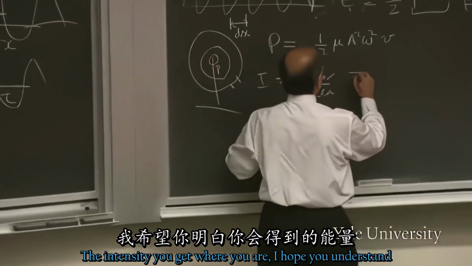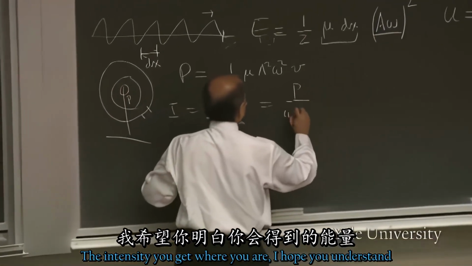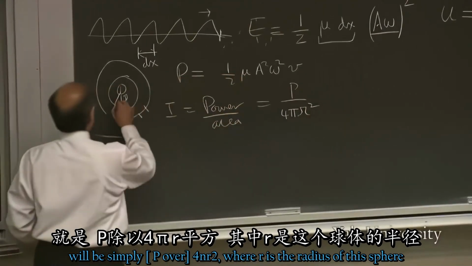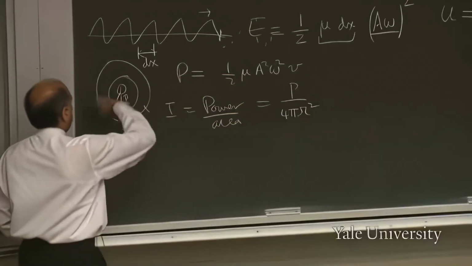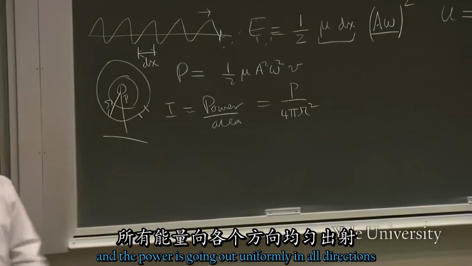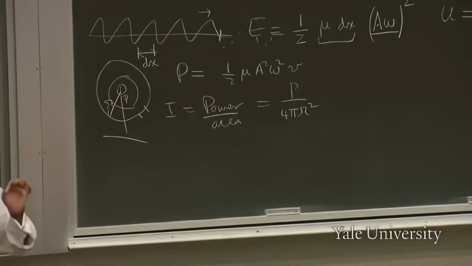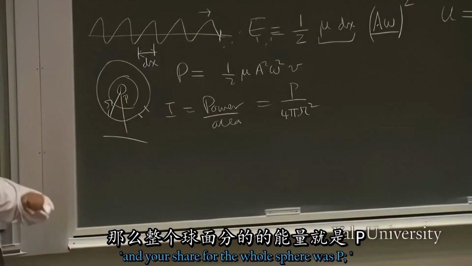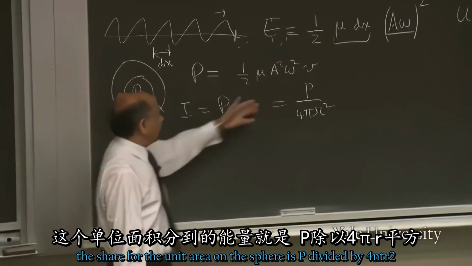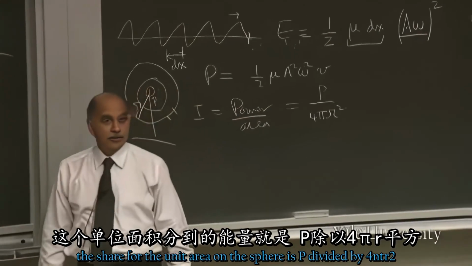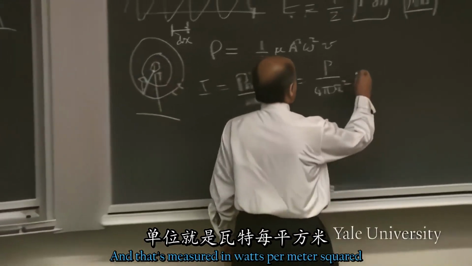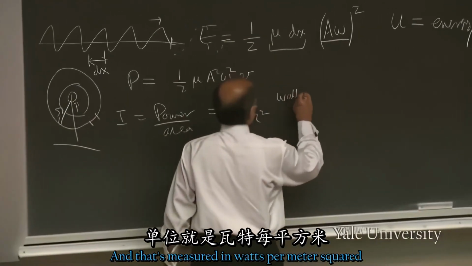The intensity you get where you are, I hope you understand, will be simply P over 4 pi r squared, where r is the radius of the sphere, and you are a distance r from the center. The power is going out uniformly in all directions, and your share for the whole sphere was P, so the share for a unit area on that sphere is P divided by 4 pi r squared. And that's measured in watts per meter square.